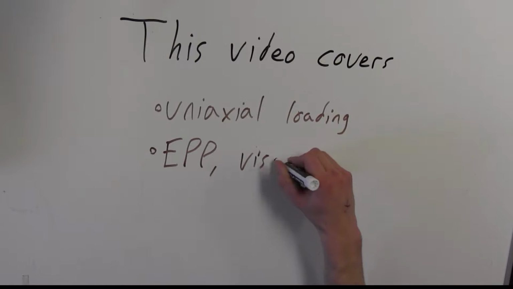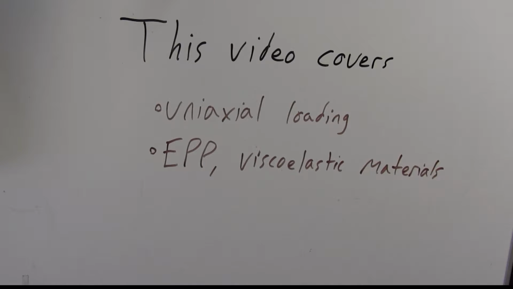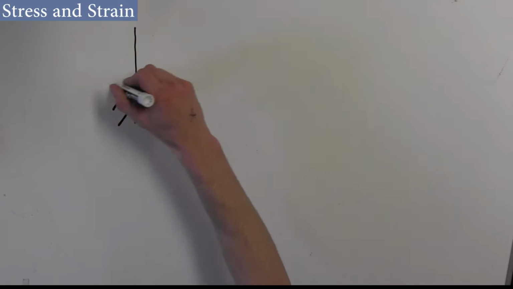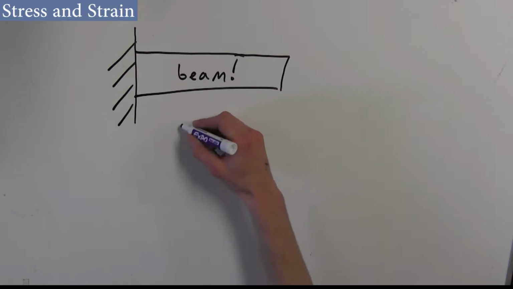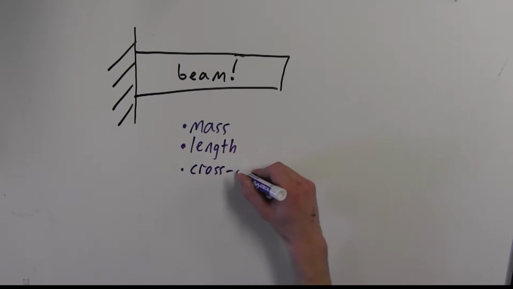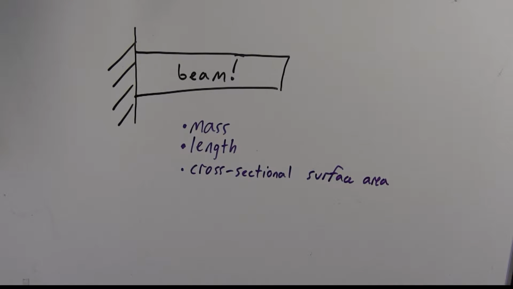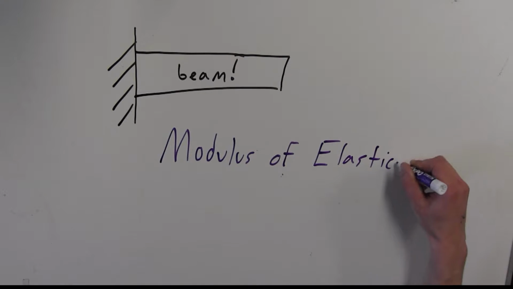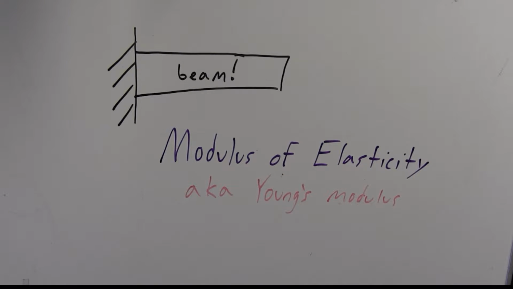This video assumes you already have a basic background in these topics, but if you need a refresher, feel free to hit the hyperlinks to more in-depth videos throughout the lesson. Let's start with the essentials. You have a beam made of a uniform material. You know it has physical properties like mass, length, and cross-sectional surface area, but it also has a special material property called modulus of elasticity, abbreviated as E.